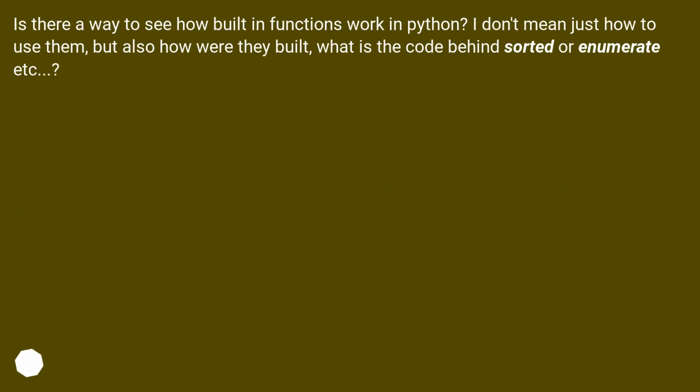Finding the source code for built-in Python functions. Is there a way to see how built-in functions work in Python? I don't mean just how to use them, but also how they were built. What is the code behind sorted or enumerate, etc.?